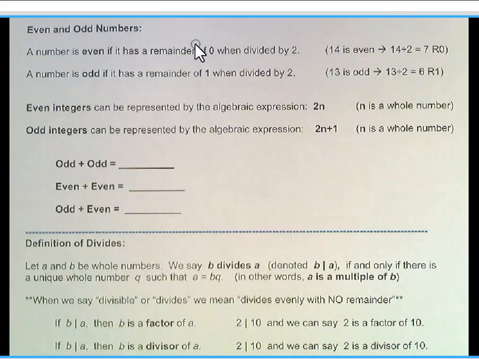Alright, in this video we're going to talk about even and odd numbers. And you probably already know what even and odd numbers are, but we're going to give you the formal math definitions. So a number is even if it has a remainder of 0 when divided by 2. You know that all even numbers can be divided equally into two groups.